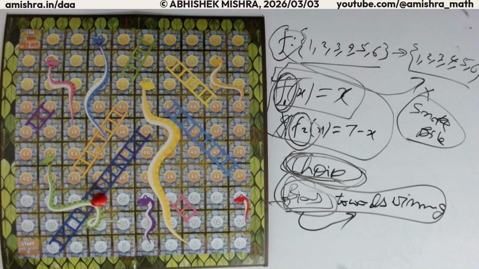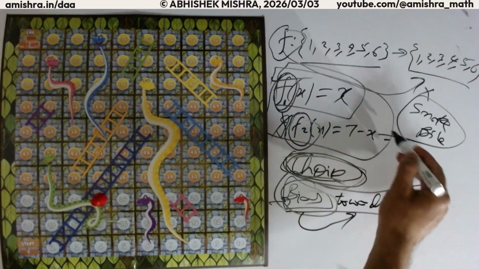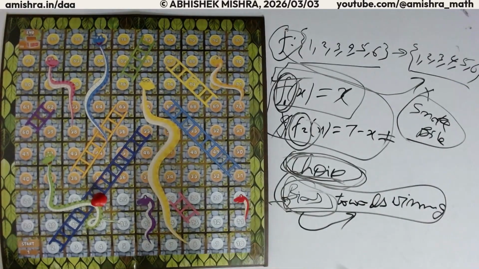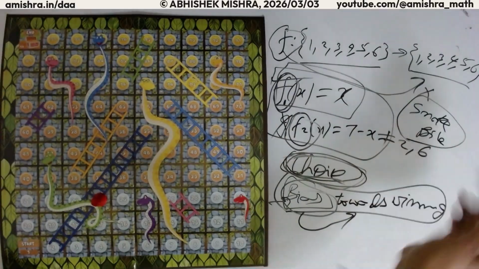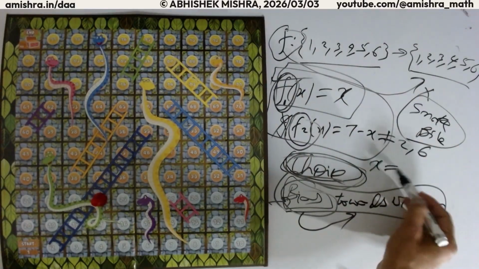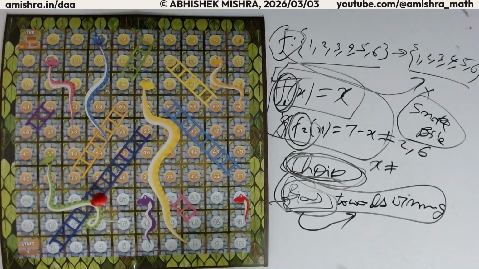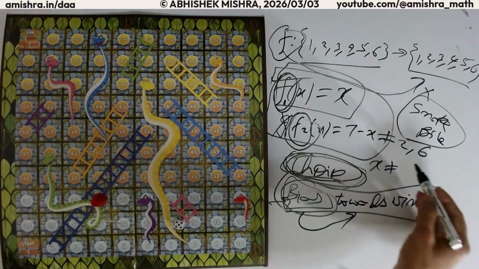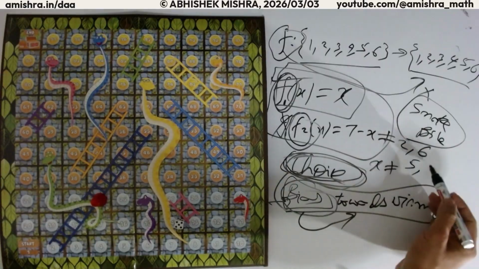So once again, the possible choices when we throw the dice are 1 up to 6, but here the function is different. So 7 minus x, this value should not be equal to the 2 snake bites. The values are 2 and 6. So the number x shown on the dice should not be 7 minus those 2 numbers. So 7 minus 2 is 5, 7 minus 6 is 1.